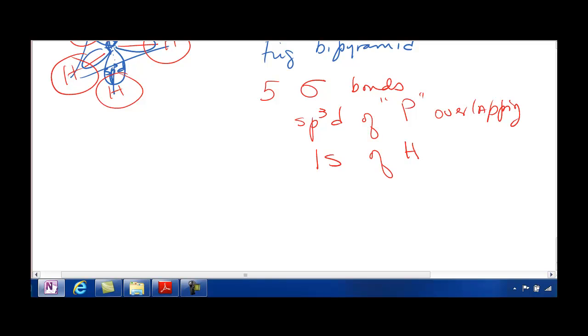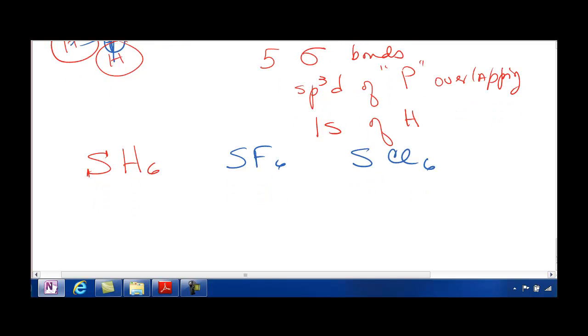Okay, let's do SH6. And SH6 would be the same as who? As SF6. The same as what? SCl6. SBr6. All these guys, the halogens and hydrogens will share one. Right? So Lewis is not changing on us. And we're still going to do Lewis. We're still going to count. And then we see the valence bond rendition of this molecule.